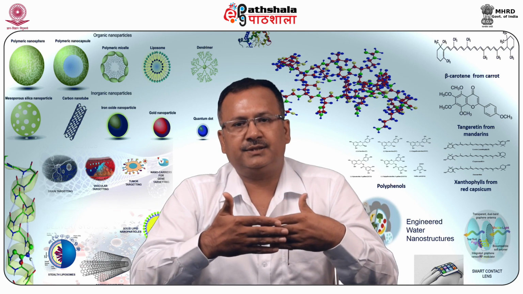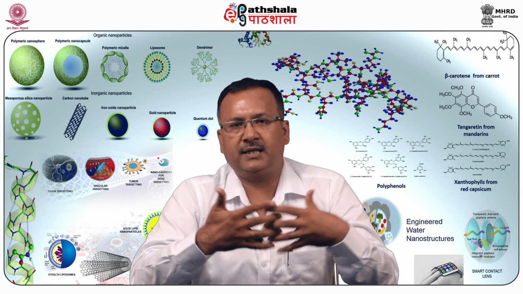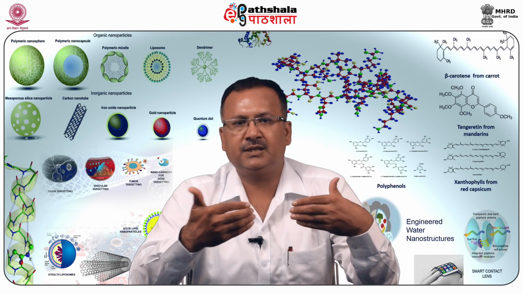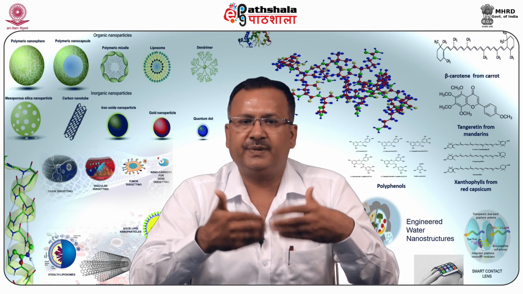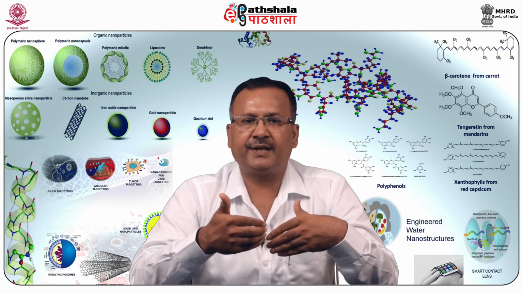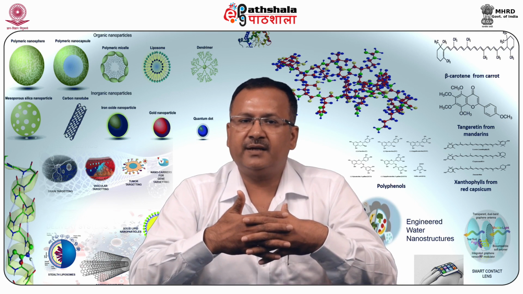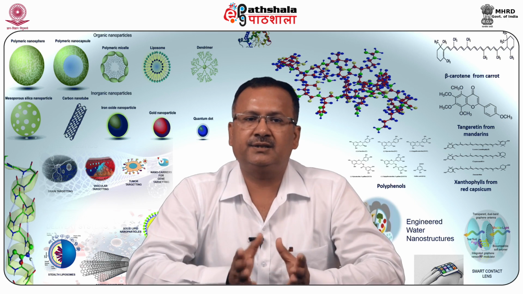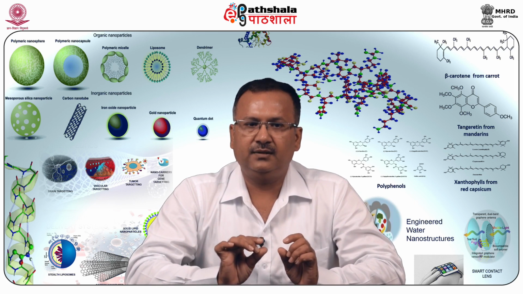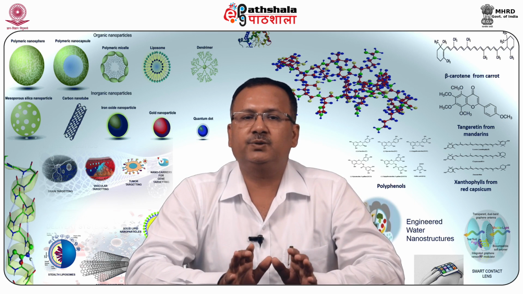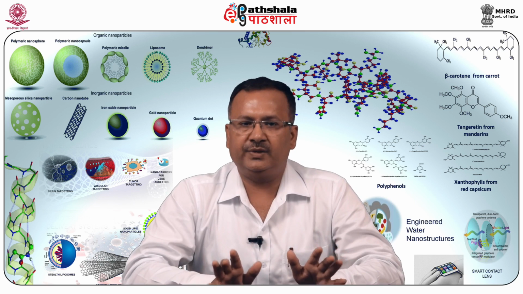These spectroscopic techniques are broadly classified into 3 categories. One is dynamic laser light scattering, which is based upon the principle of scattering of light. It is widely used to determine particle size and aggregation degrees in suspensions. It gives information on the particle size only, and it can be applied to determine the size of nanoparticles in the range of 10 to 100 nanometers.